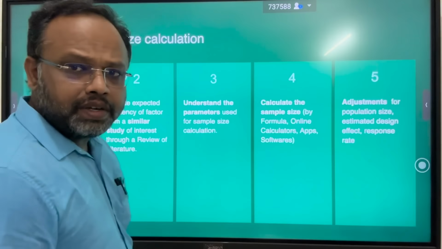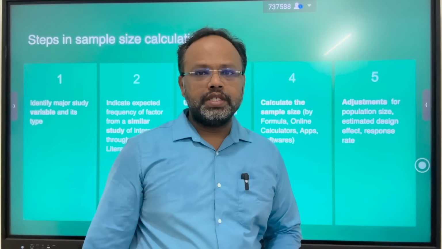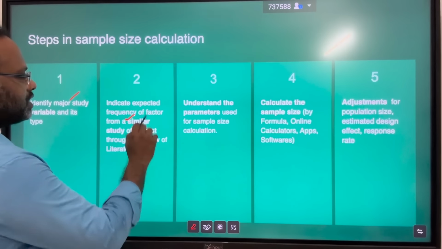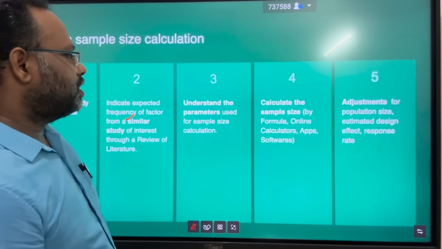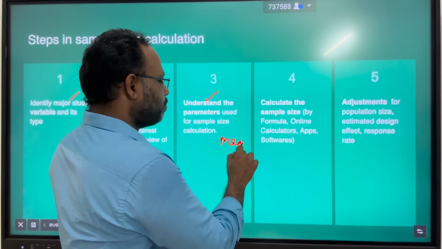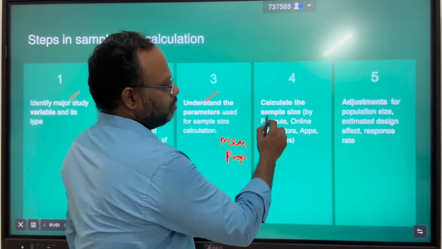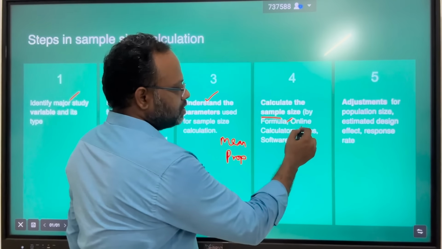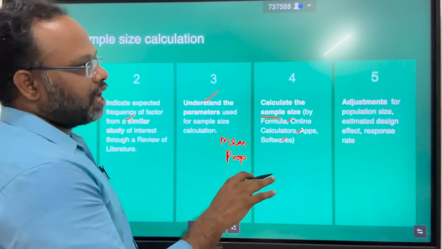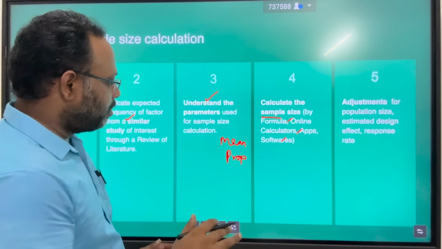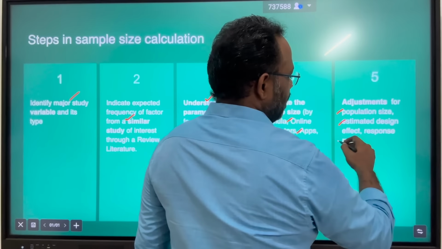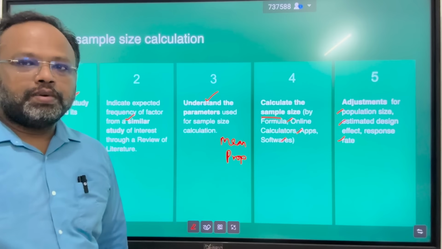of the study. Then we have seen the sample size calculation basics. The steps here: we need to identify the major study variables. We need to get a similar study based on a good review of literature. Then we need to understand the parameter, whether we are dealing with a mean or a proportion. Then we apply the sample size formula. We have online calculators, apps, software and all. But for exam purposes, we need to remember the sample size calculations for single groups and double groups, mean and proportion. We also need to adjust for population size, estimated design effect and response rate. So these are the steps in sample size calculation.